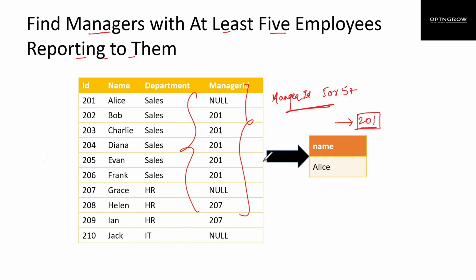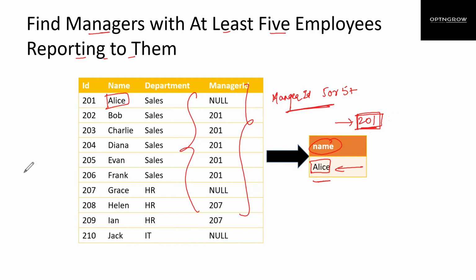And the second thing that we have to do is find the name of the manager. If you see the output, we are not showing the manager ID. Rather, we are showing the name of the manager. So once we have the manager IDs who are being reported by 5 or 5 plus employees, the next step is to get the name of the manager.